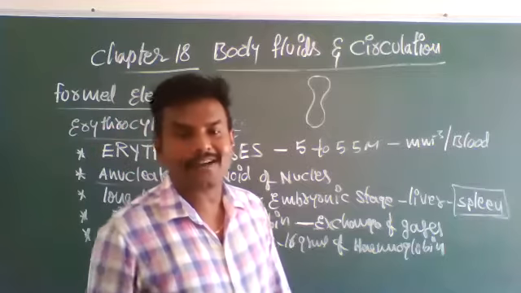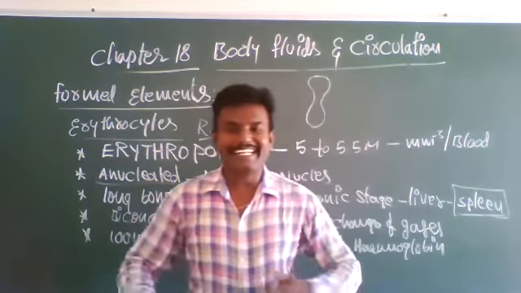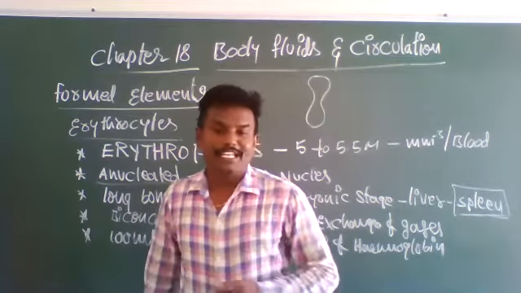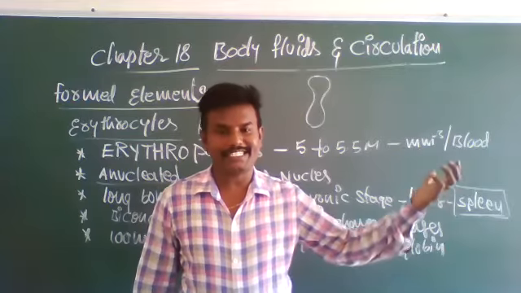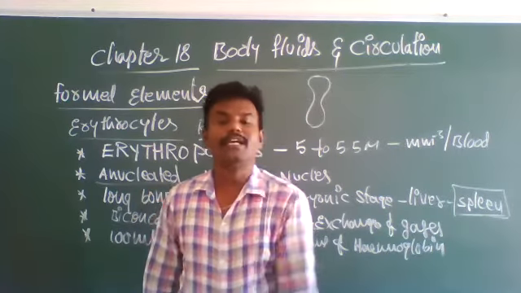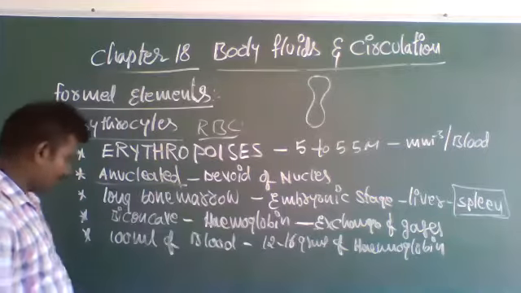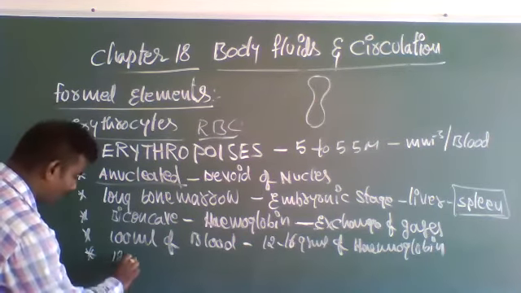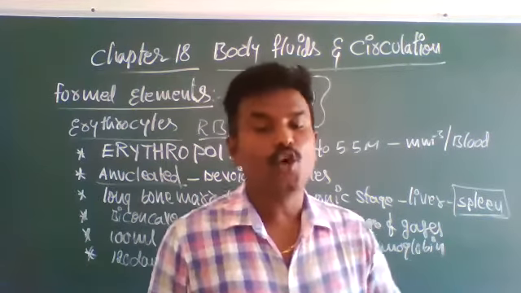Hemoglobin is an oxygen-carrying protein. Not only oxygen, it carries respiratory gases, that's why it is called a respiratory protein. Hemoglobin is a respiratory protein as it carries oxygen and carbon dioxide. Therefore, it is called an oxygen-carrying protein. The lifespan of red blood cells is 120 days.